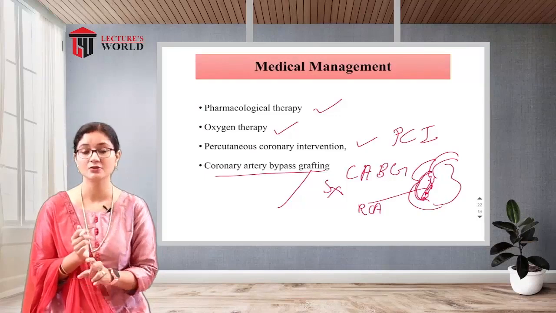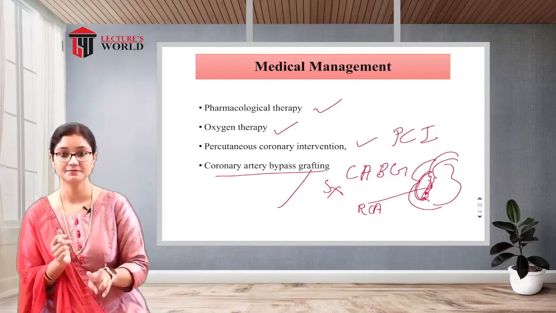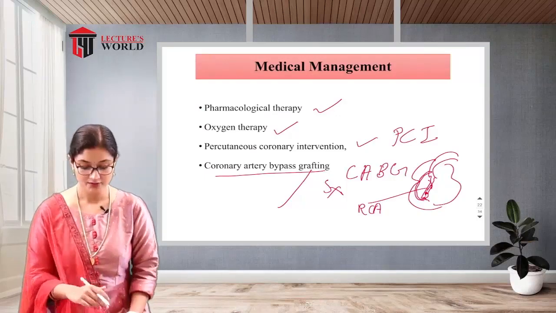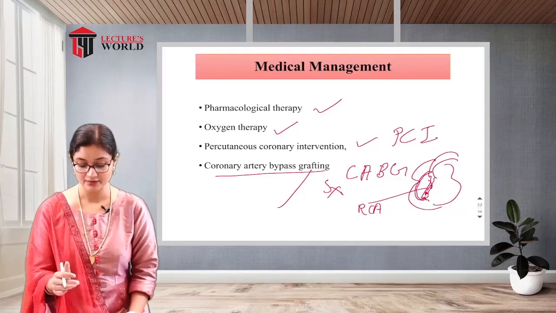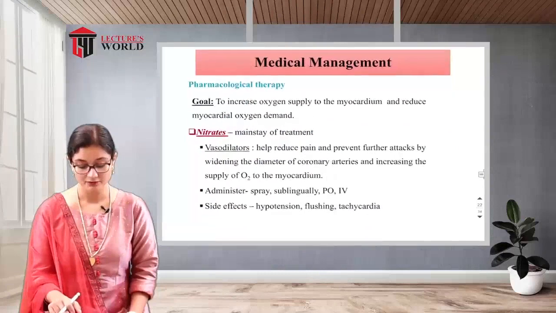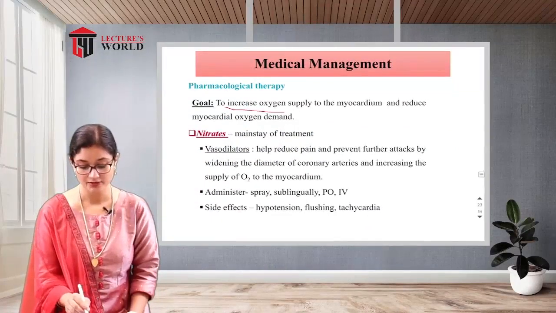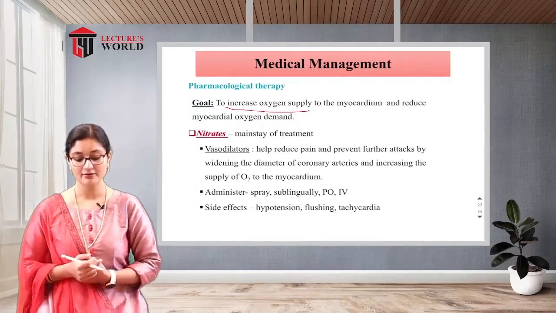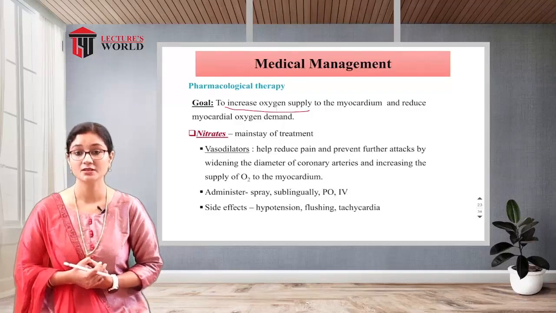So the graft we can use is an artery or vein. Okay, so this is the medical management. We'll study about pharmacological therapy and oxygen therapy. What is the goal of the pharmacological therapy? To increase oxygen supply to the myocardium and reduce myocardial oxygen demand.